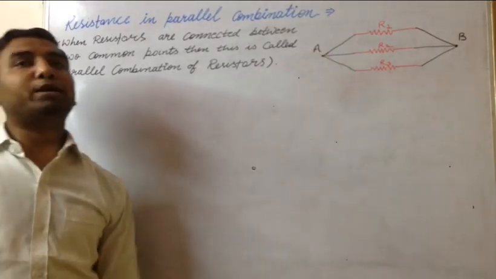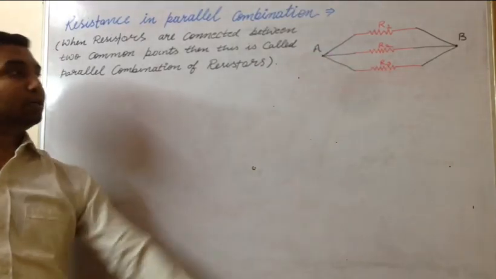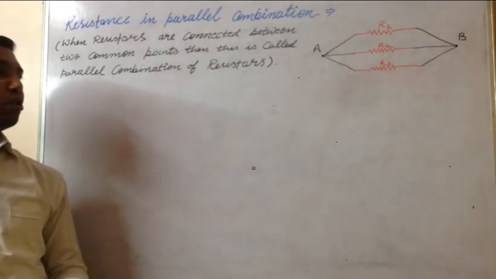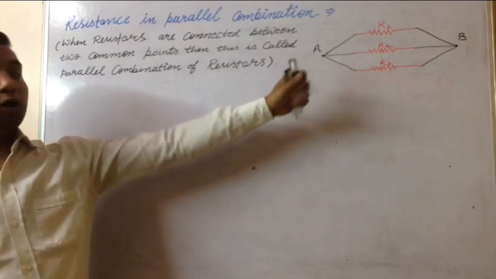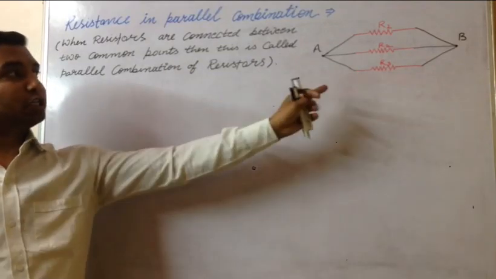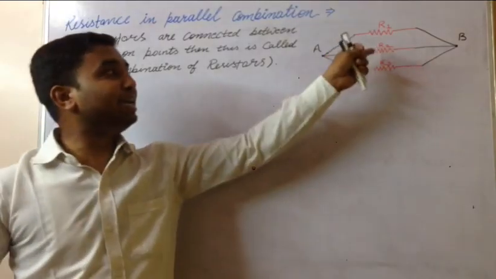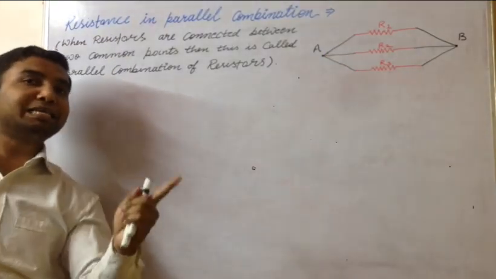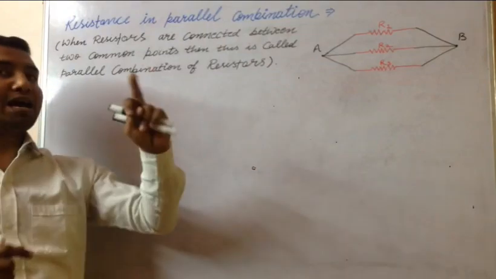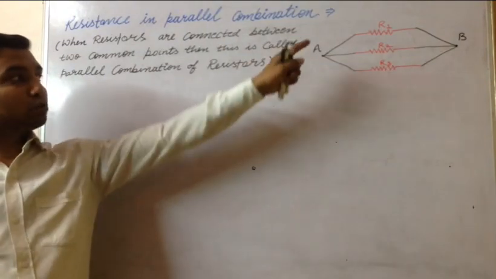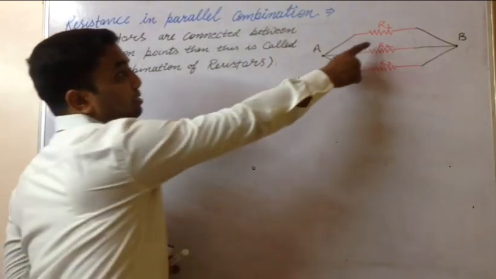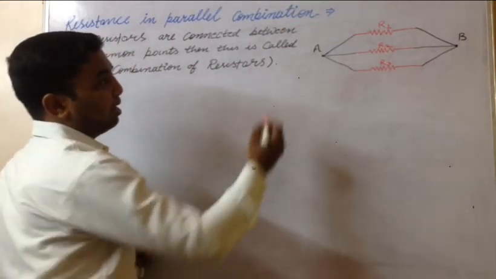So what type of combination of resistors is this? This is parallel combination. And now in this parallel combination, what do we have to prove? We have to prove the relation between the total resistance and the individual resistances. Like in series combination, what did we get? RS, or RT, equal to R1 plus R2 plus R3. So here also we have to calculate the total resistance. So these 1, 2, 3 are connected in parallel.